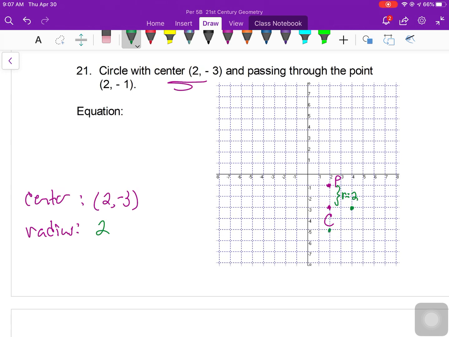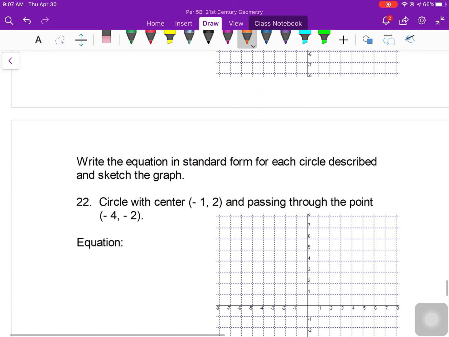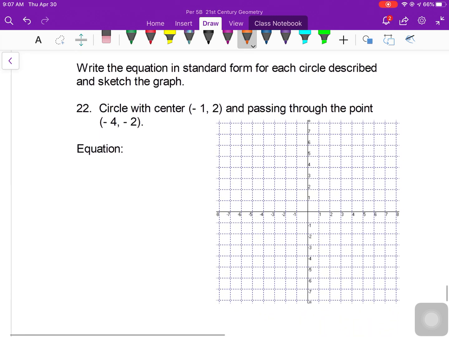We can go ahead and sketch the graph then. So we go 2 to the right, 2 down, 2 to the left. We already have the one that's 2 up. This is our circle right here. Our equation, x minus 2 squared plus y plus 3 squared equals 2 squared, which is 4. You always need the center and radius to write the equation. One last example.